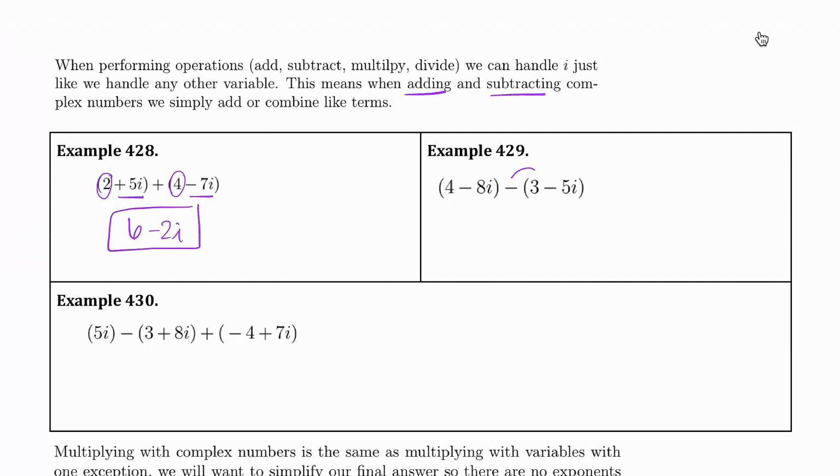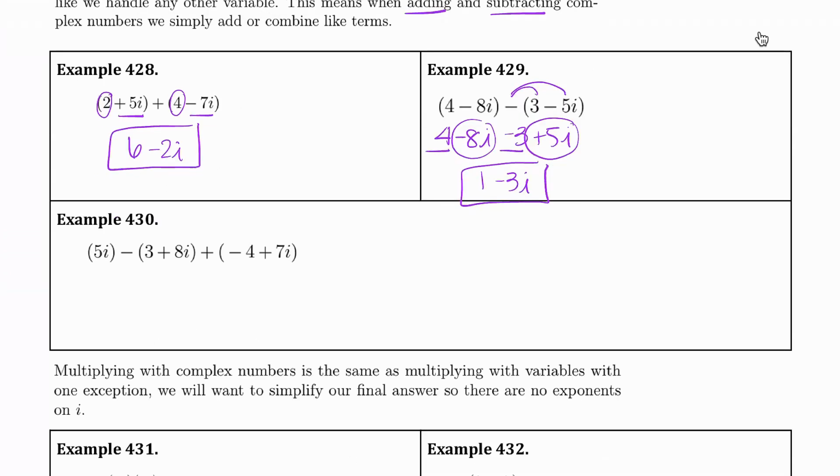Don't forget with subtraction, we have to distribute the negative, so I get 4 minus 8i minus 3 plus 5i. Now we combine real with real. We get 1. Imaginary with imaginary, minus 3i.